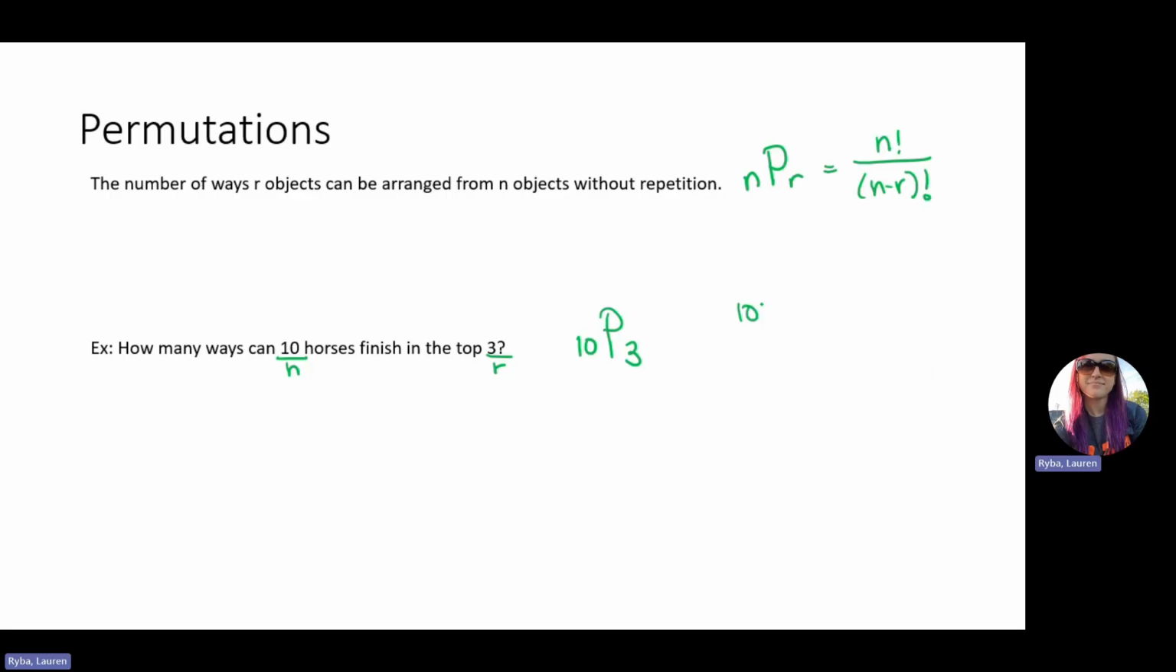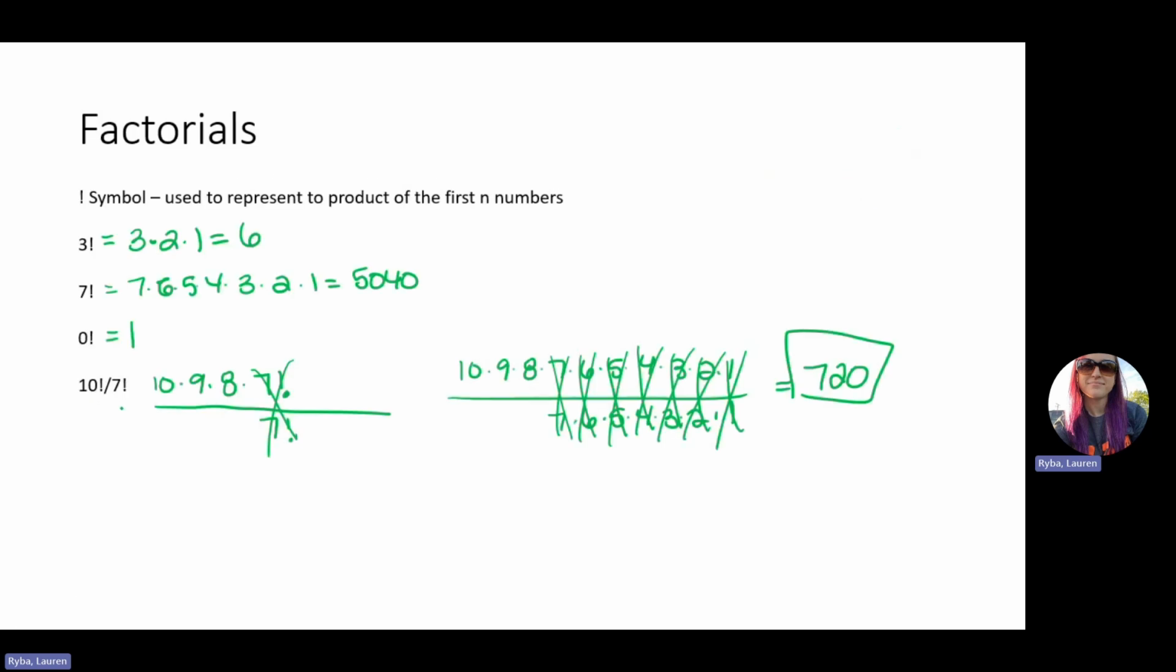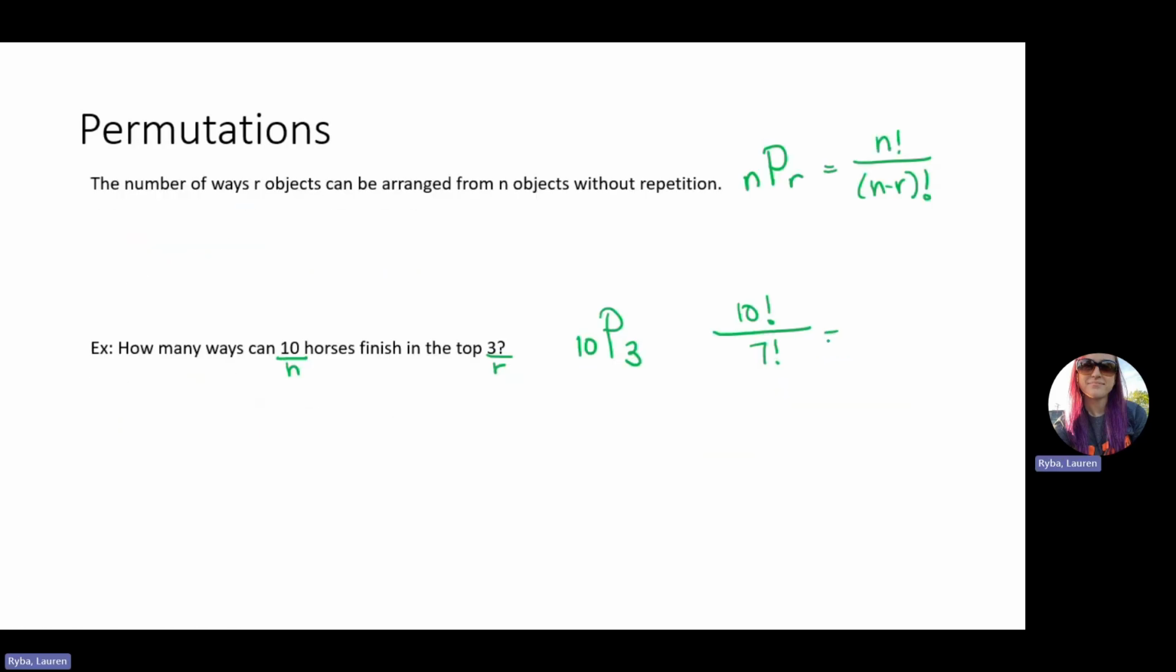So our total is 10, and on the bottom, you're going to subtract those. 10 minus 3 is 7 factorial. This is why I showed you on the previous slide how to do 10 factorial over 7 factorial, because we just got that right here with this example. So that's going to give me 720.